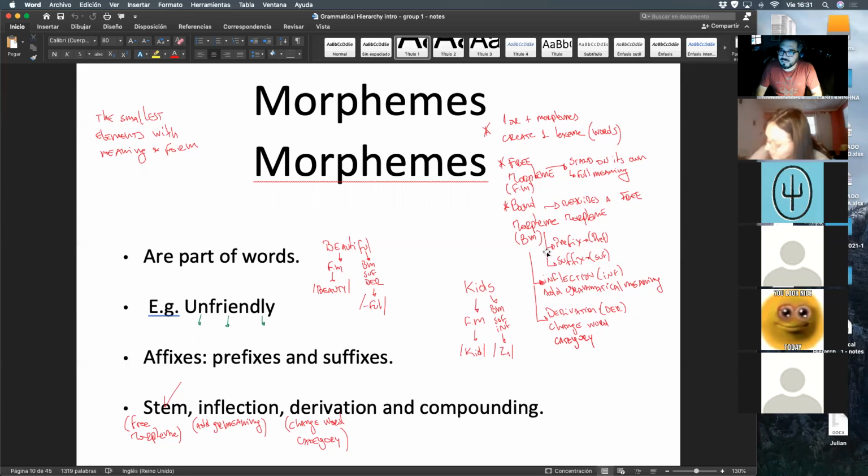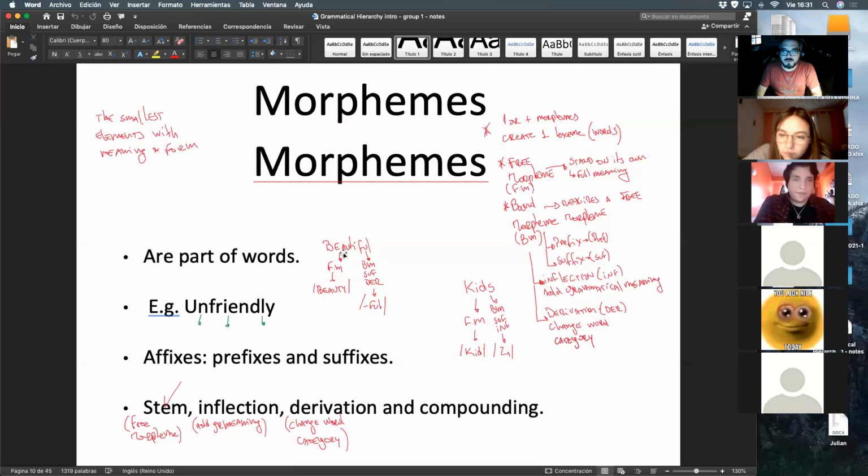They can be subdivided into prefixes, symbol pref, and suffixes, symbol suff. And once you add them to the free morpheme, you will create inflection, symbol INF, which is just adding grammatical meaning, but you don't change the word category. And finally, derivation, symbol DER, which is a change in the word category.